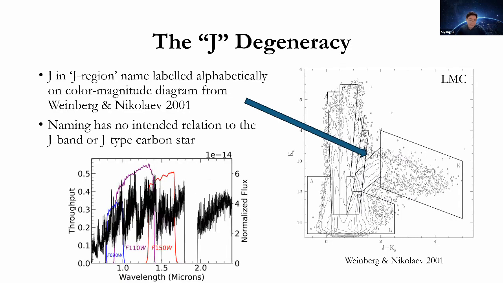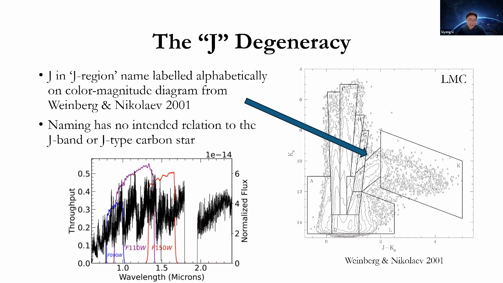And I wanted to pause here briefly just to clarify some of the terminology that I'll be using later in the talk. You will probably notice that I'll be using the letter J many times when describing the JAGB. The J in the J region name originates from a simple alphabetic naming scheme, and this comes from the Weinberg-Nikolaev paper back in 2001. On the right-hand side, I'm showing the color magnitude diagram they have for the Large Magellanic Cloud, and they define several regions. As you can see, these regions are named in the order of the alphabet. So we have the A region here, the B region, C region, D region, and so on.